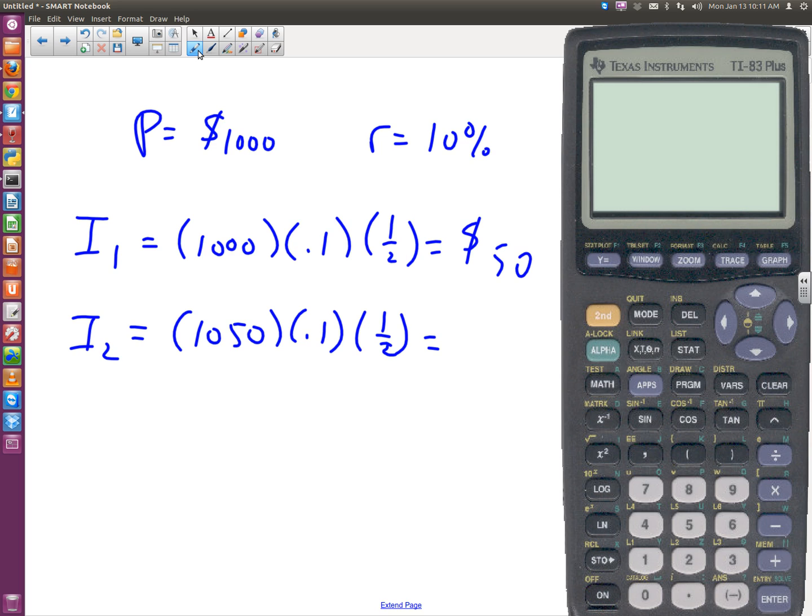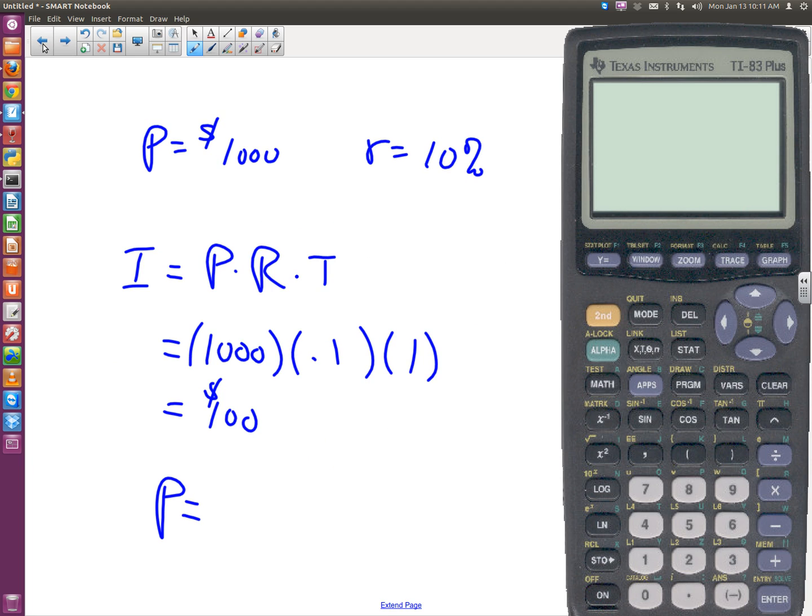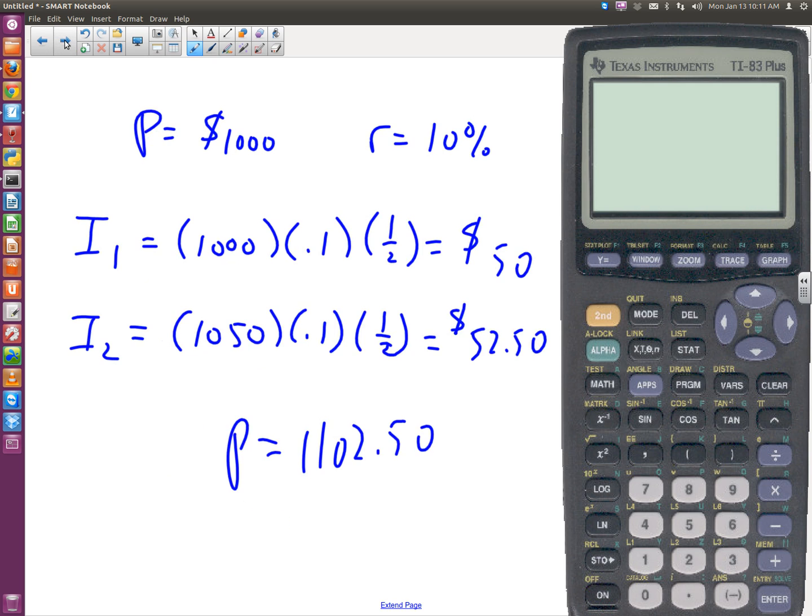52.50, right? So now I don't get 50 again, I get more than 50. So altogether, I ended up with $102.50 plus the $1,000 we started off with. That's my new principal when I'm done. So instead of simple interest giving you $1,100, the final principal being 1,000 plus 100, compounded interest compounded twice a year, or semi-annually, gives you $1,102.50. It seems like I can get more. Can I get more?